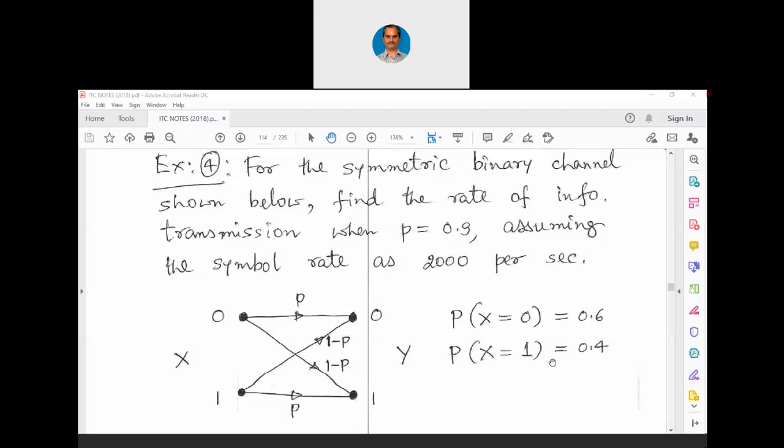Now using the source symbol probabilities and the conditional probabilities given here as 0.9, we can write the joint probability matrix. From the joint probability matrix, we can find out H(X), H(Y), we can find out I(A;B), and then we can find out the information transmission rate. Let us solve this exercise now.